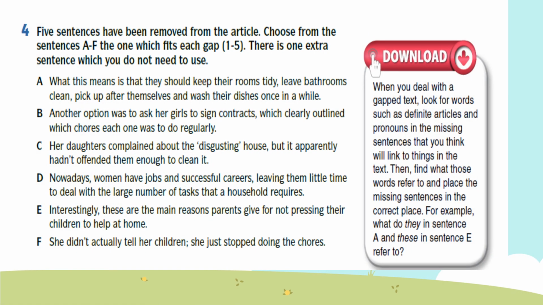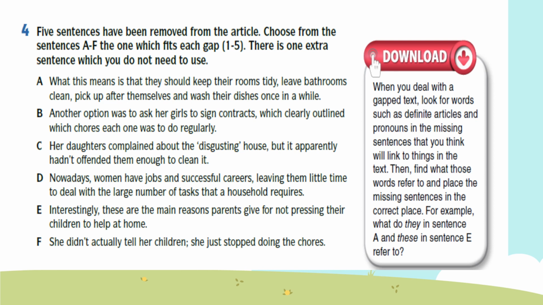5 sentences have been removed from the article. Choose from the sentences A to F the one which fits each gap. There's one extra sentence which you do not need to use. Now, when you deal with a gap text, look for text such as definite articles and pronouns in the missing sentences that you think will link to things in the text. Then find what those words refer to and place the missing sentences in the correct place.